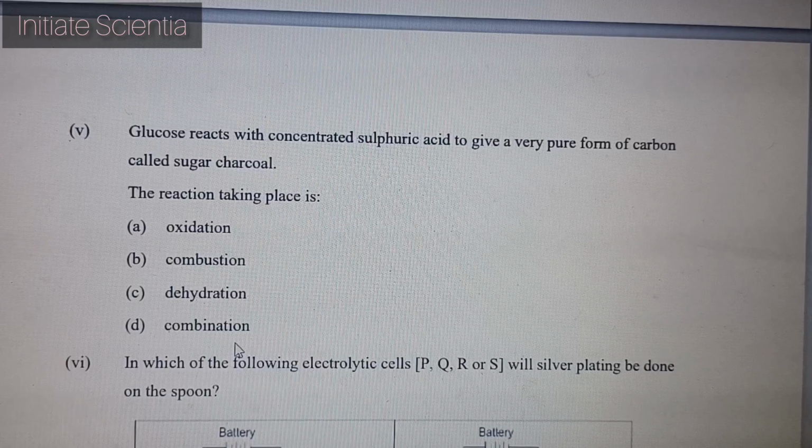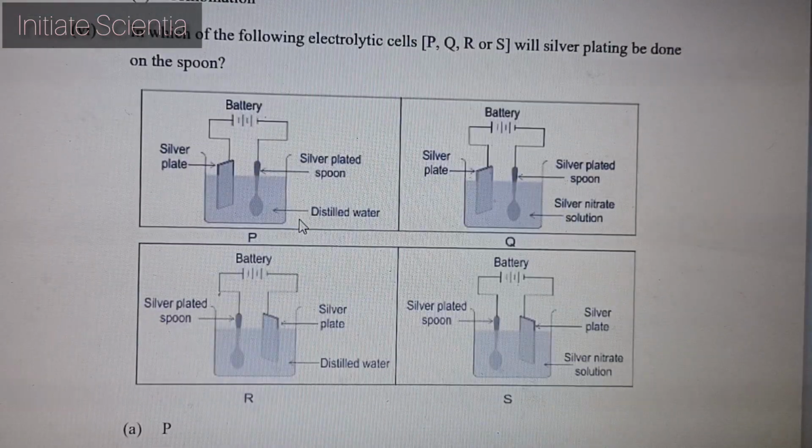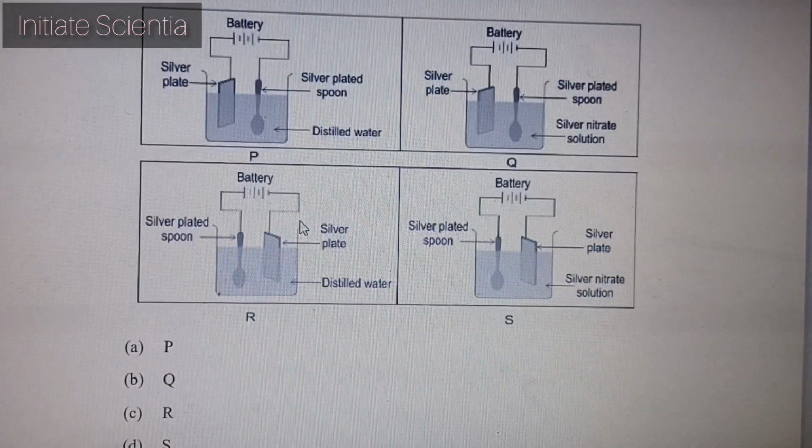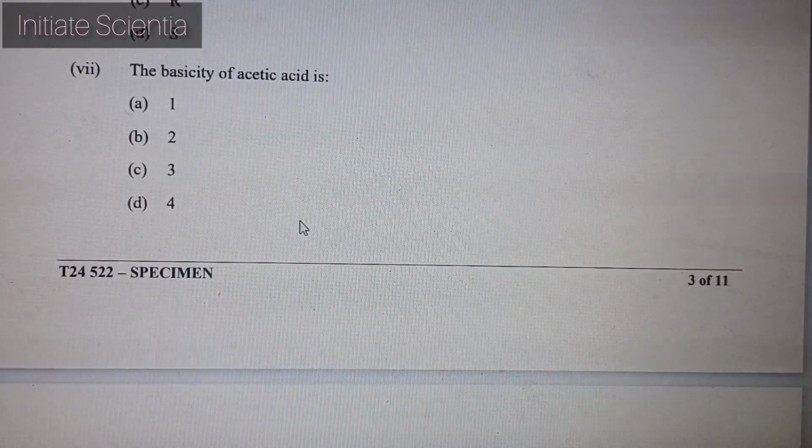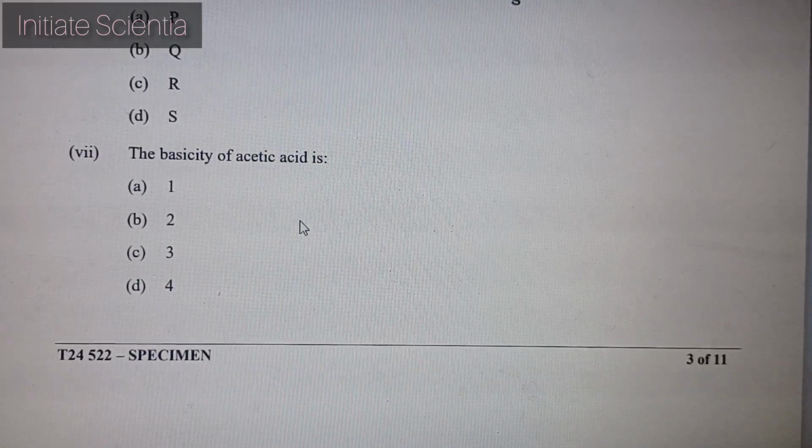Glucose reacts with concentrated sulfuric acid to give a very pure form of carbon called sugar charcoal. The reaction taking place is dehydration. In which of the following electrolytic cells P, Q, R, or S will silver plating be done on the spoon? Q. The basicity of acetic acid is 1.